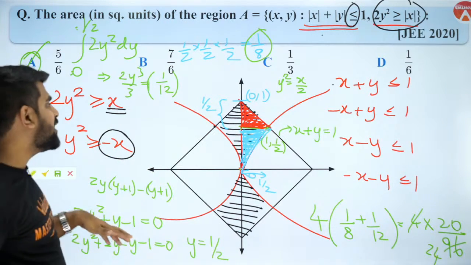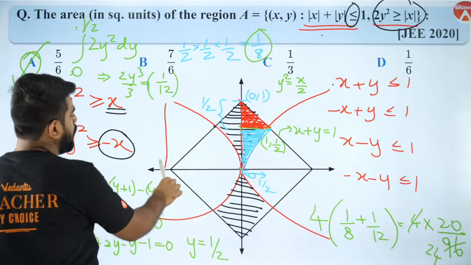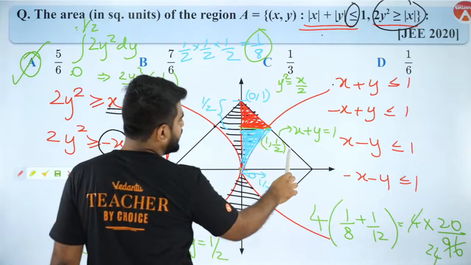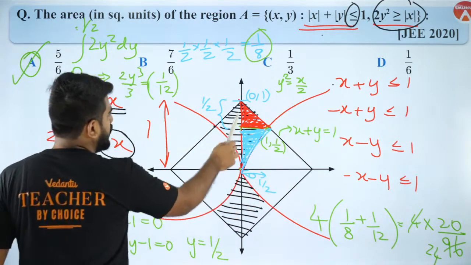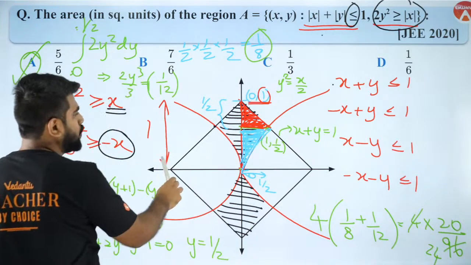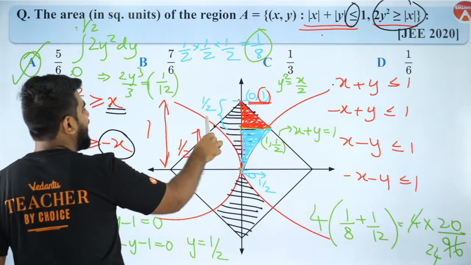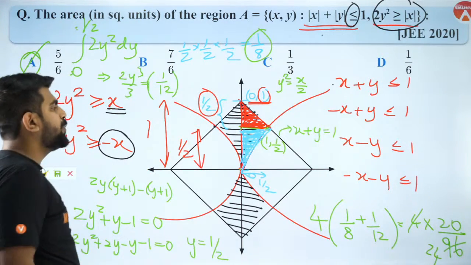Can you explain the triangle height? How I got 1 by 2? Yes. So this whole height is 1. Isn't that right, Vignesh? Because this line is x plus y equal to 1. So when x is 0, y-intercept is 1. So the entire height is 1. And till here, it is half. So the height of triangle will be 1 minus half, which is half. I hope you got it.